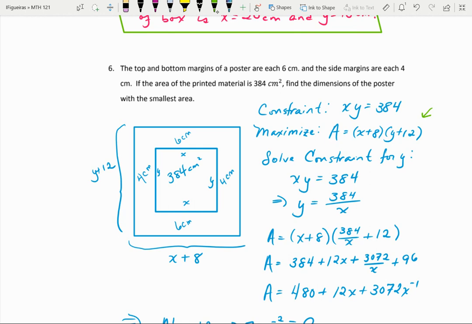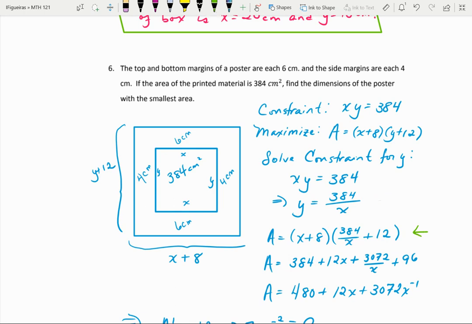We need to eliminate one of the variables, which means you take your constraint and solve for either x or y, and I decided to solve for y. So I have y equals 384 over x. That 384 over x gets substituted into your formula that you want to maximize. So I get x plus 8 times 384 over x plus 12.